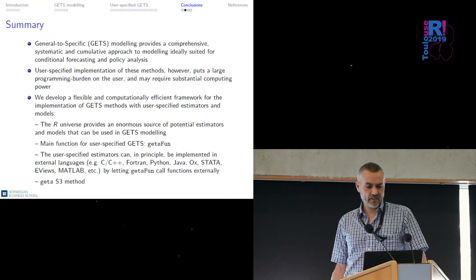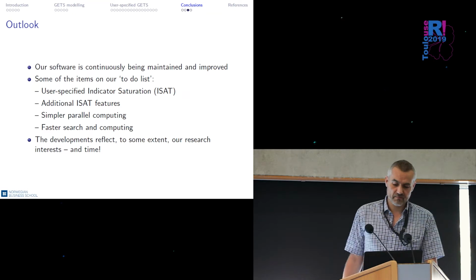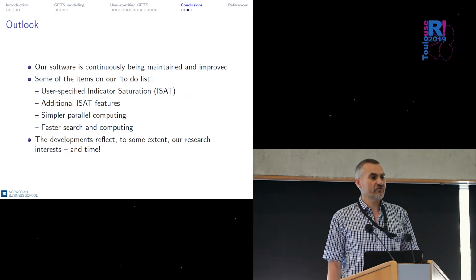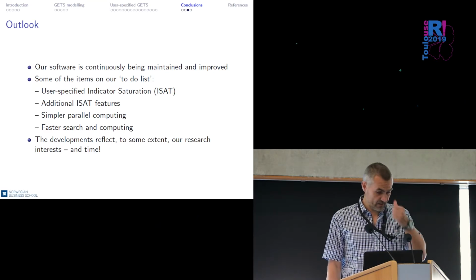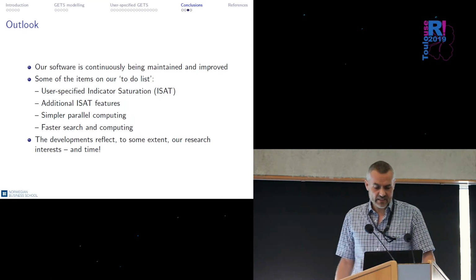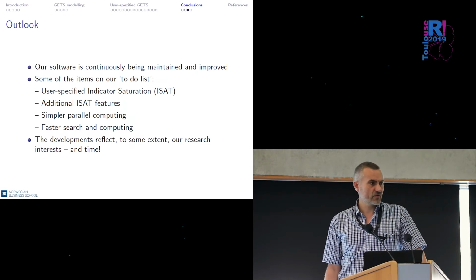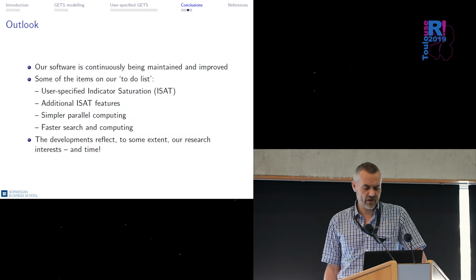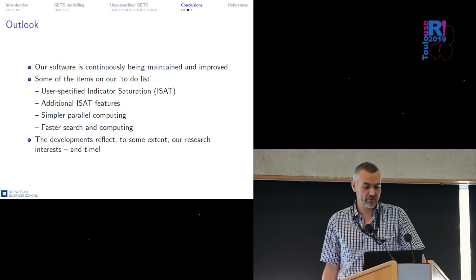Okay, so let me quickly provide the outlook. Our software is continuously developed, maintained, and improved. We do have something called indicator saturation in this package, and the idea is to also facilitate user-specified indicator saturation. We also currently have parallel computing for the ISAT part, but not for the reduced GETS part, and we're trying to enable that fully. That's basically what we're currently working on.